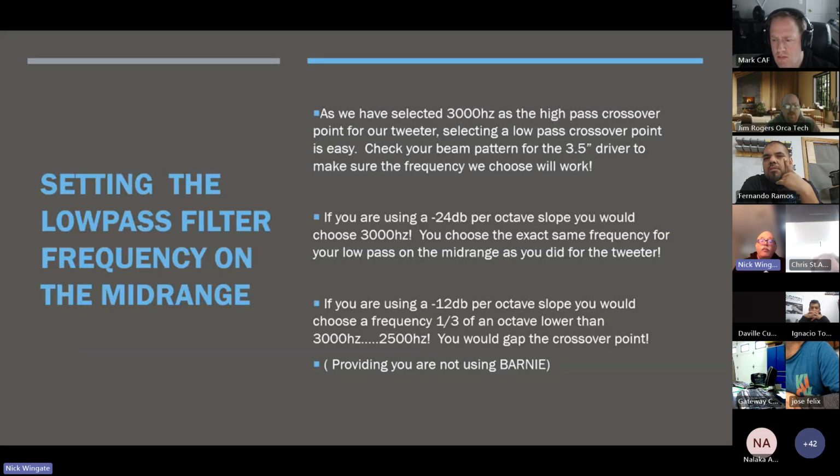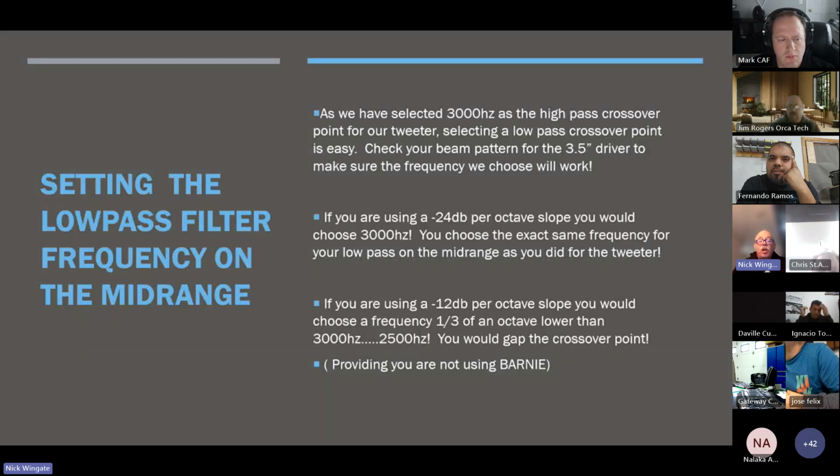Okay. Now, if you're going to use a 24 dB slope, okay, make sure that the frequencies are exactly alike. If we're going to choose 3000 hertz for the tweeter, choose 3000 hertz for the mid-range. Okay. It works really, really well, especially if it's a Linkwitz-Riley, which this will be. It's either going to be a dual Butterworth or a Linkwitz-Riley.